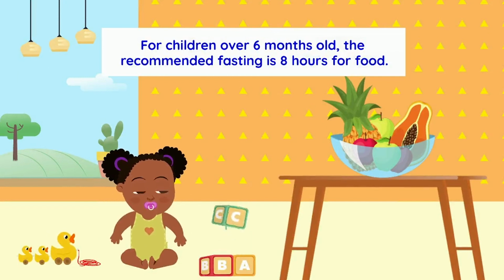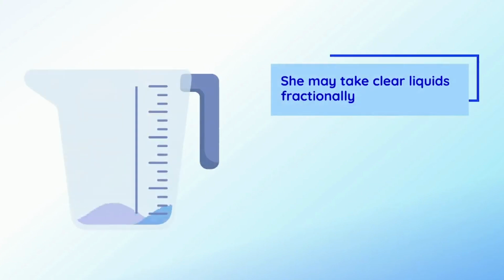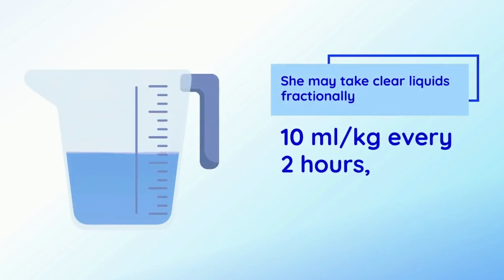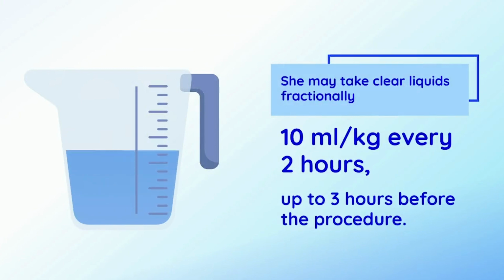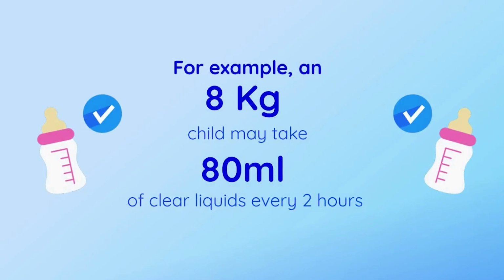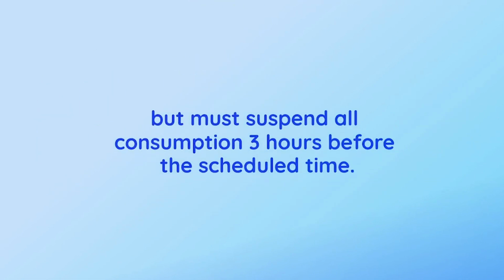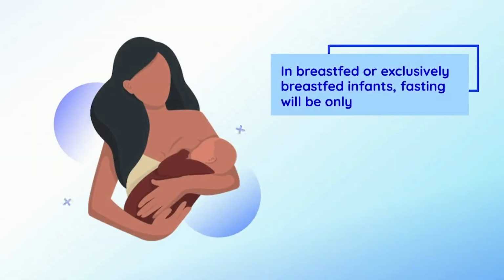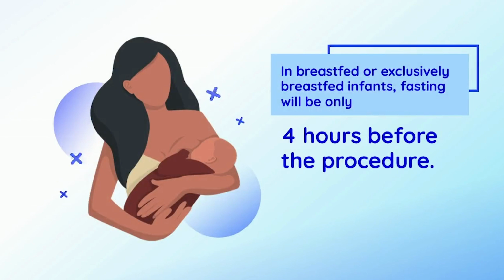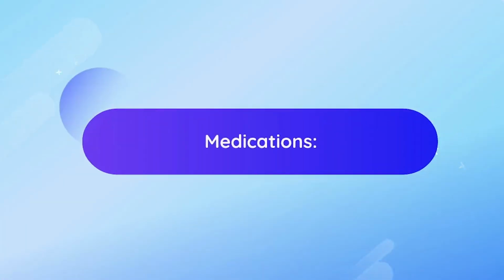For children over 6 months old, the recommended fasting is 8 hours for food. They may take clear liquids fractionally, 10 milliliters per kilogram every 2 hours, up to 3 hours before the procedure. For example, an 8 kilogram child may take 80 milliliters of clear liquids every 2 hours during the 8-hour fasting period, but must suspend all consumption 3 hours before the scheduled time. In breastfed or exclusively breastfed infants, fasting will be only 4 hours before the procedure. Avoid prolonged fasting.